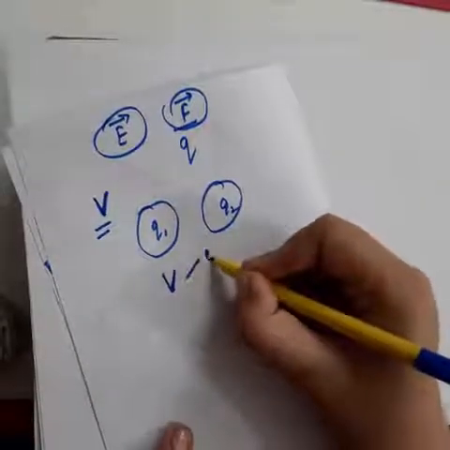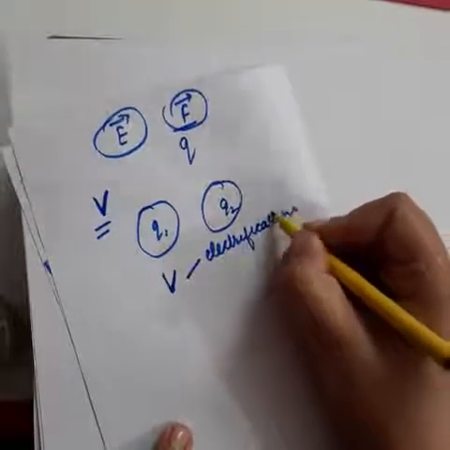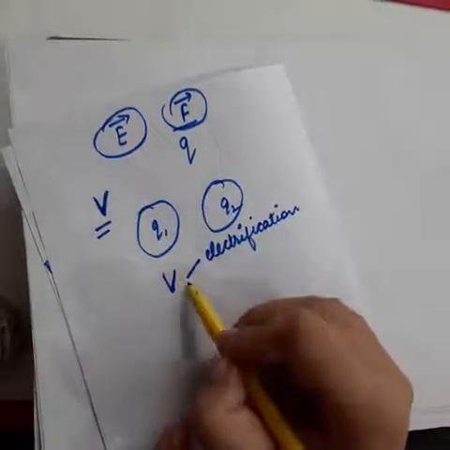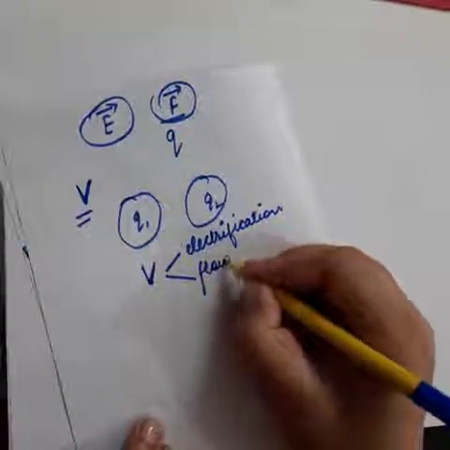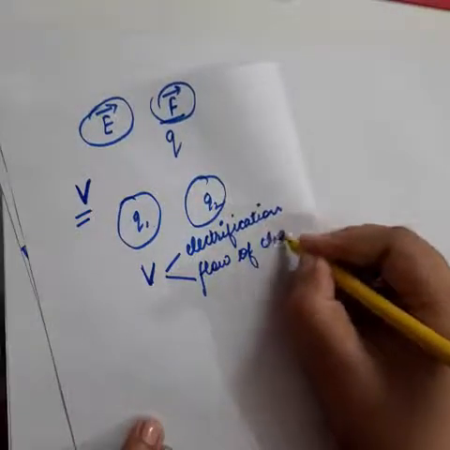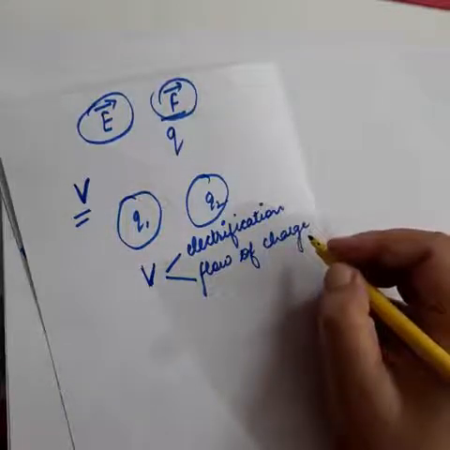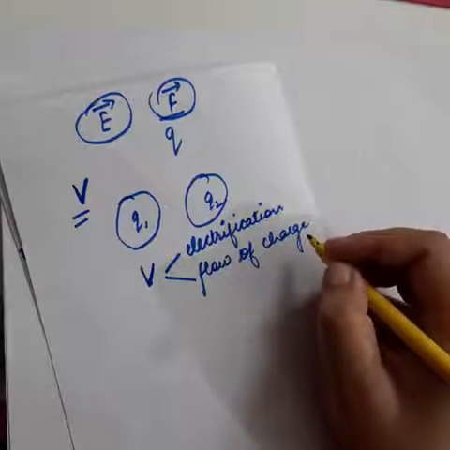Why are we studying potential? Because it decides the electrification of a body, that is, how capable it is of applying electric force. Point number two, it decides the direction of flow of charge, which means in which direction the charge will flow. We often say that charge flows from the body which is at higher potential to the body which is at lower potential. So this is also decided by V.